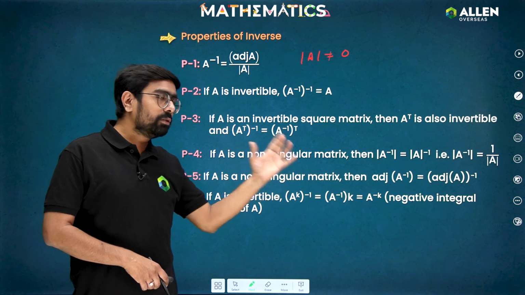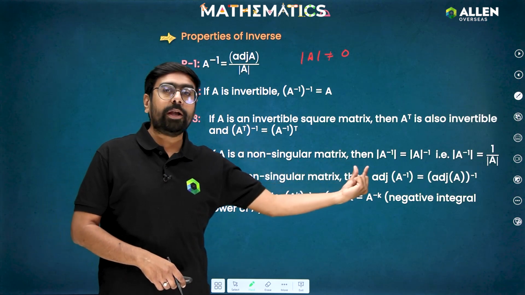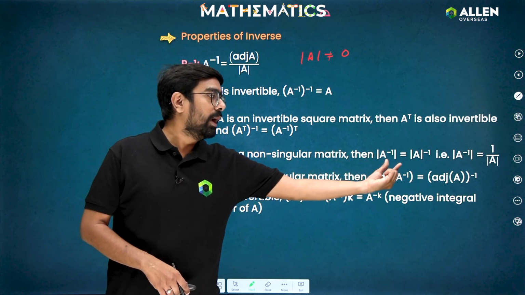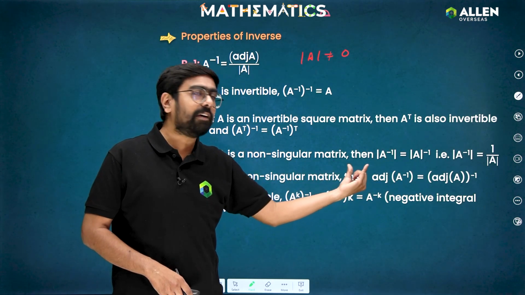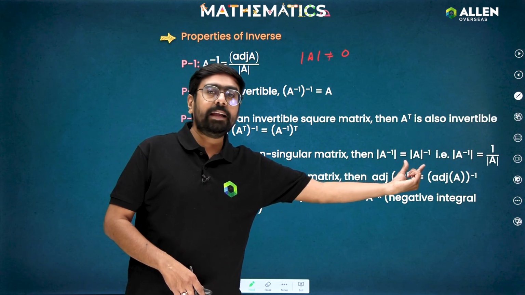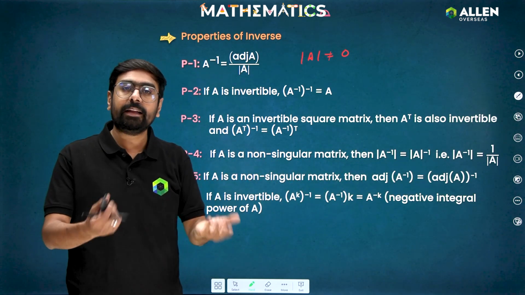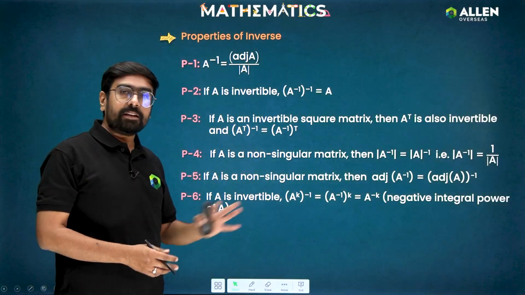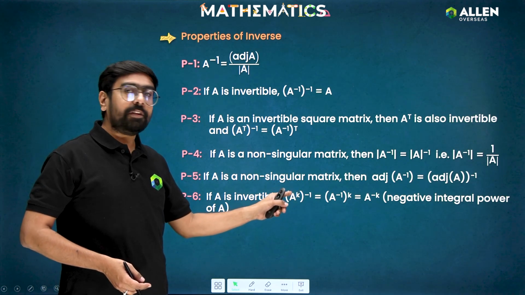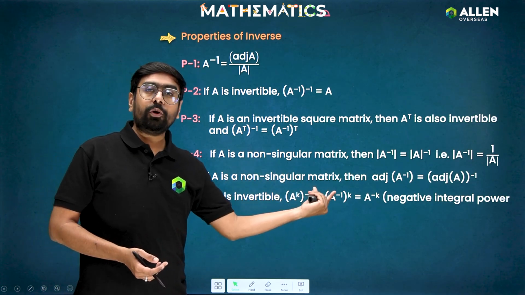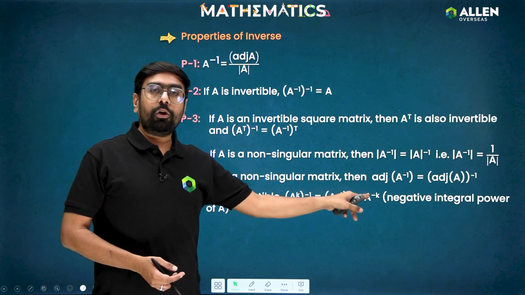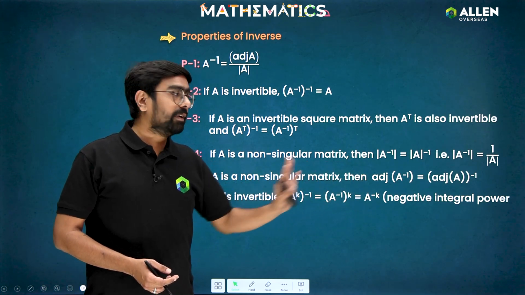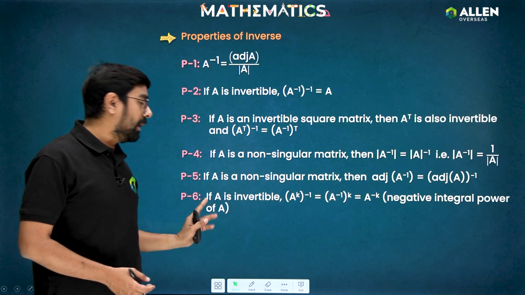Now, if A is a non-singular matrix, then again adjoint of A inverse will be equal to inverse of adjoint of A. Either we find A inverse and then find its adjoint, or we find the inverse of adjoint of A, it will be the same thing. If A is invertible, then inverse of A to the power k will be equal to A inverse to the power k, and it will always be equal to A to the power of negative k, the negative integral power of A.